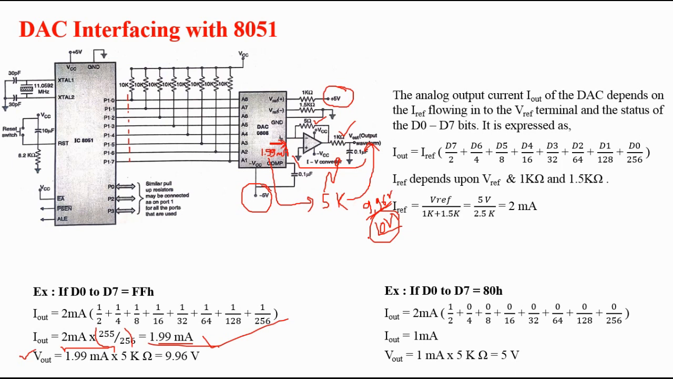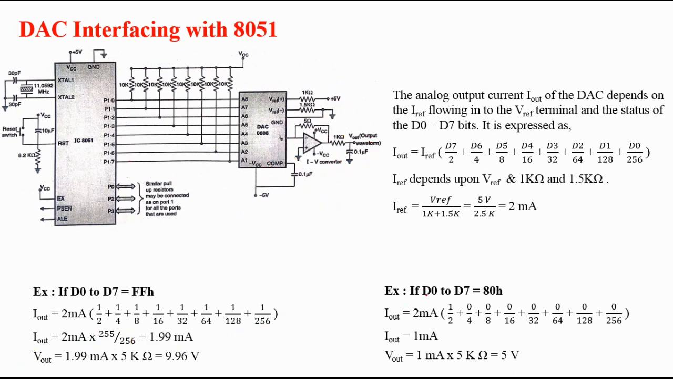In the same way, the second example is if D0 to D7 is equal to 80H. It means the top digit will be 1, that is 1000 which means 8, and the rest of all are 0. In this case, what will be the output? Let's see. We have I reference equal to 2 milliampere. Then 2 milliampere into 1 by 2 will become 1 milliampere. So V out equal to 1 milliampere into 5 kilo ohm, just like previous, will become 5 volt.